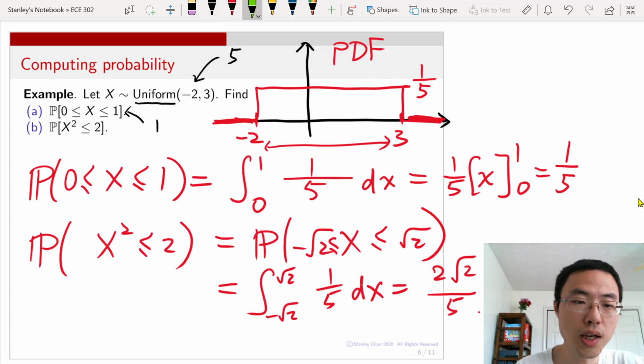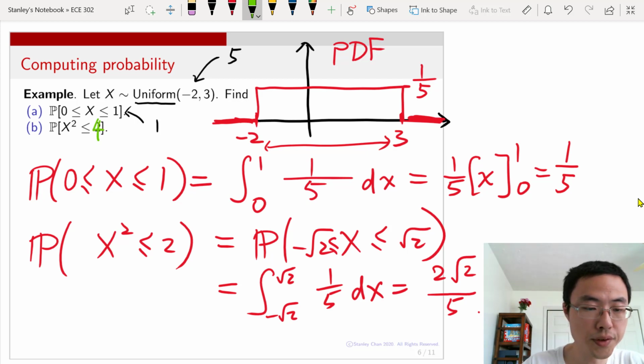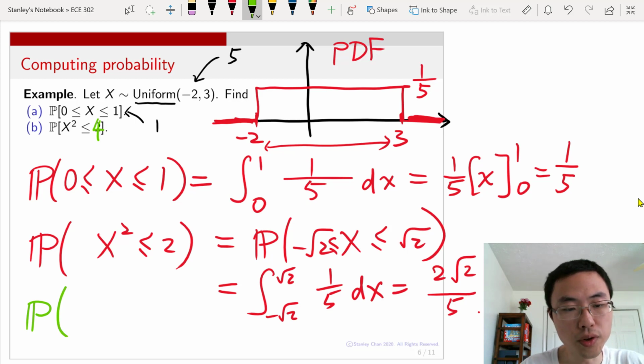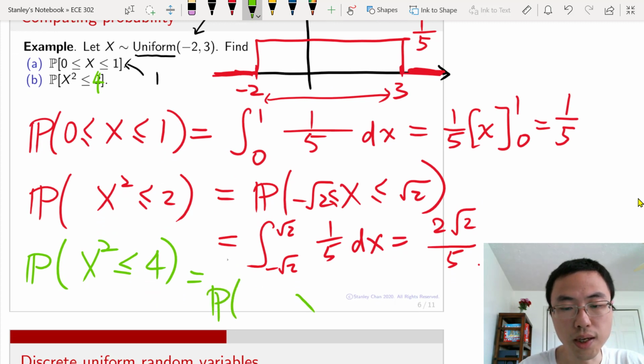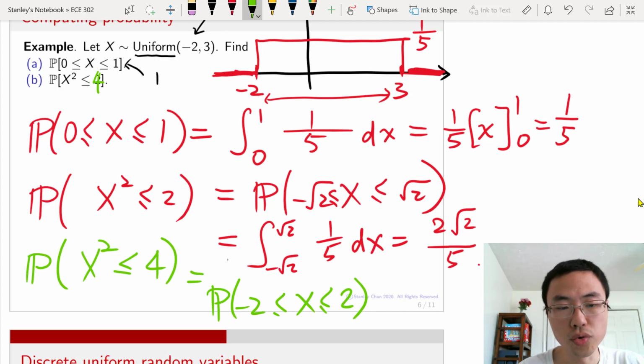Now you can also ask, what happens if I replace this by another number? Maybe I replace it by a bigger number. Let's say this is 4. Now what happens if you replace the 2 by 4? Then you have x squared less than 4. So that will give you what? That is the same as the probability that x is between -2 and 2. Okay, and so then you need to integrate from -2 to 2.